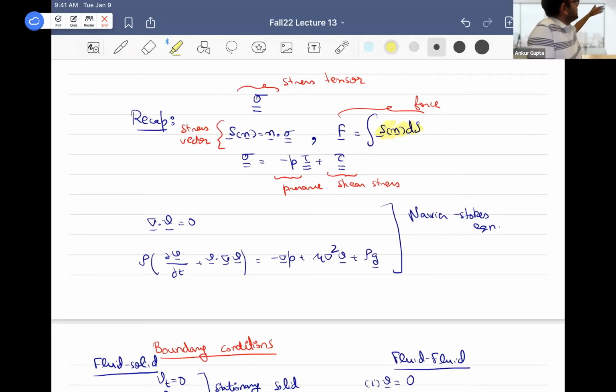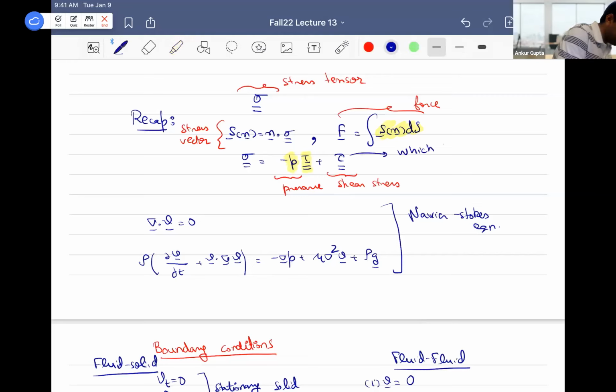Then we said, okay, there is a stress tensor, but we'll break it down into two parts. One part is the pressure part: pressure is a scalar, and we multiply it with an identity matrix, so it only acts in the normal direction. And then we have a shear stress, tau, which comes because of flow. So this part is related to flow.